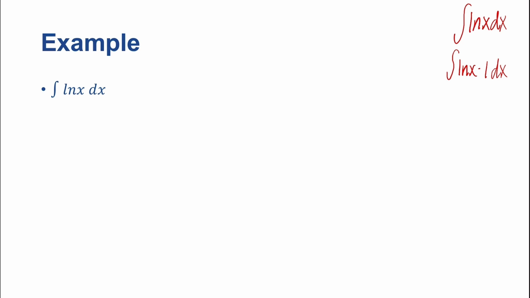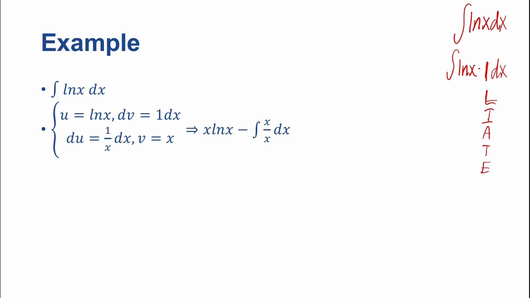If we go back to the LIATE convention, then we're going to be differentiating this natural logarithm of x because that's a logarithm, and then this algebraic term is 1, so we'll be integrating that, and that's going to become x, and that's going to make our job for integrating a little bit easier. Okay, so now let's plug into our bracket here.